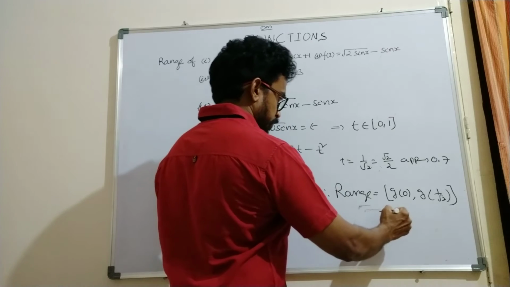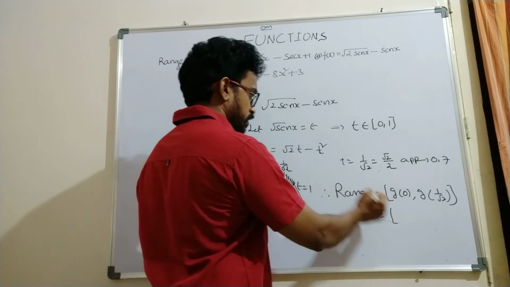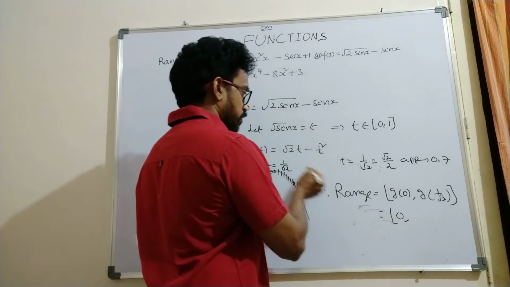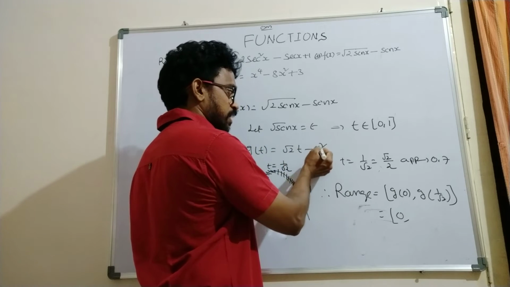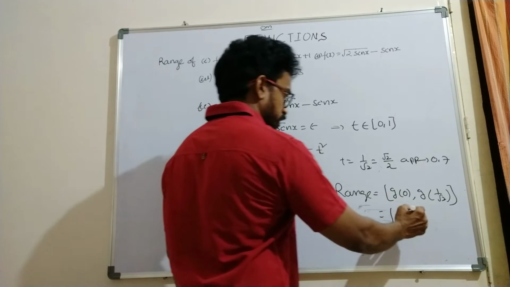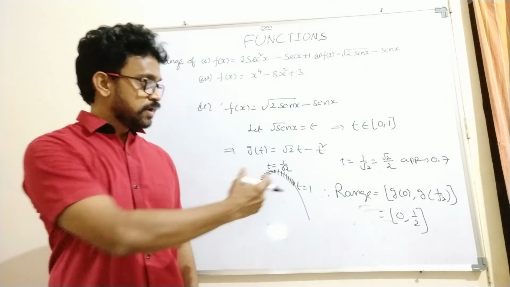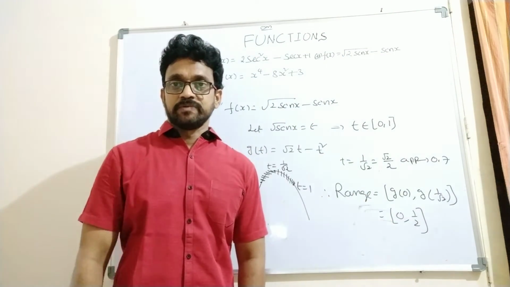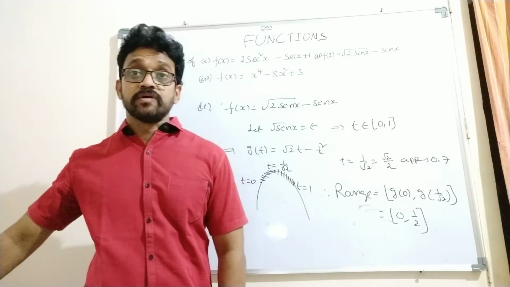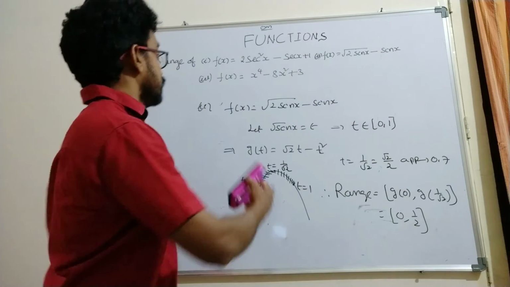Okay, that implies here g of 0 means what here? Very clear, 0, and g of 1 by root 2. Root 2 will cancel and 1 by 2, 1 minus 1 by 2, that is 1 by 2. So what about range of this function? Closed interval 0 comma 1 by 2. Clear? Right. I go for next one. One more problem I will explain.